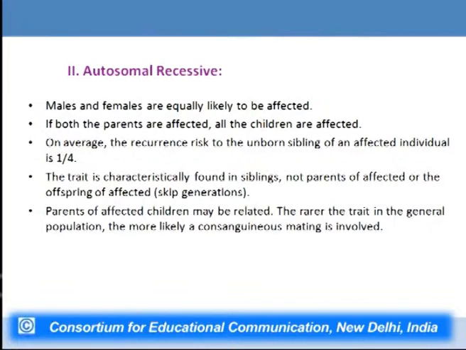On average, the recurrence risk to the unborn sibling of an affected individual in autosomal recessive inheritance is 1 out of 4, that is 0.25. This particular trait is characteristically found in siblings and not in the parents of the affected or the offspring of the affected generation. So, this mode of inheritance skips generations. There might be generations in which none of the individuals show the trait, and suddenly in the next generation this trait might appear.